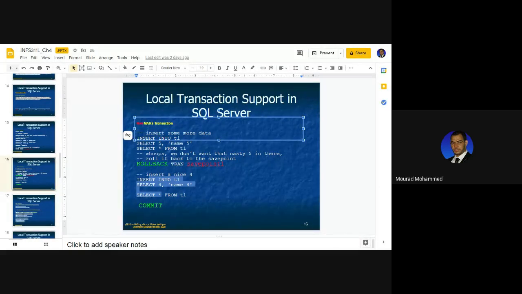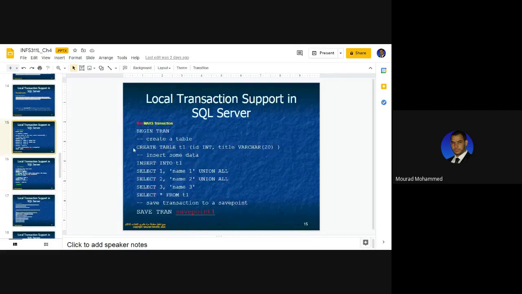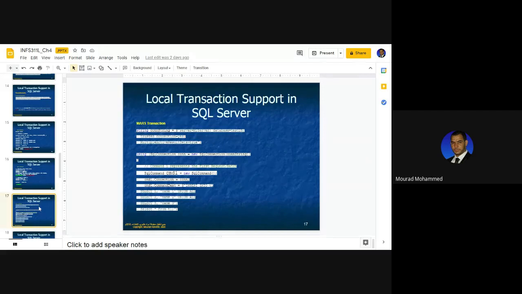There is no issue. To make you understand more, let's compare the transaction we saw here, this non-mass transaction, to this transaction here, this mass-based transaction.